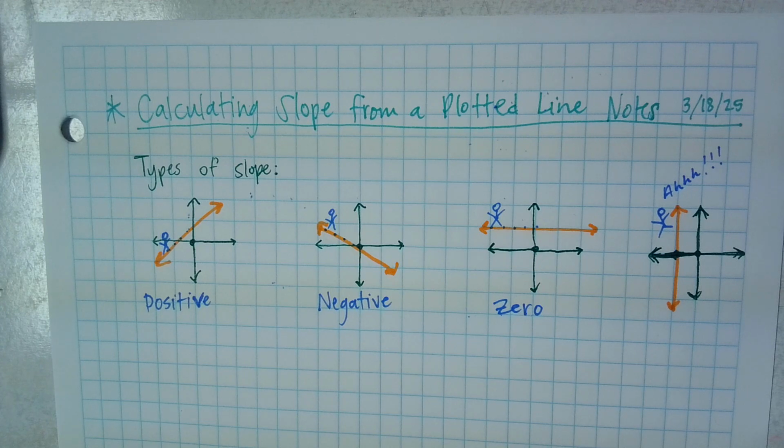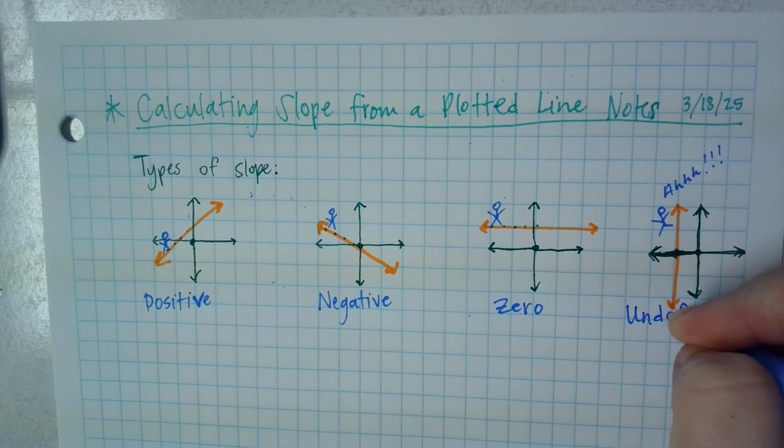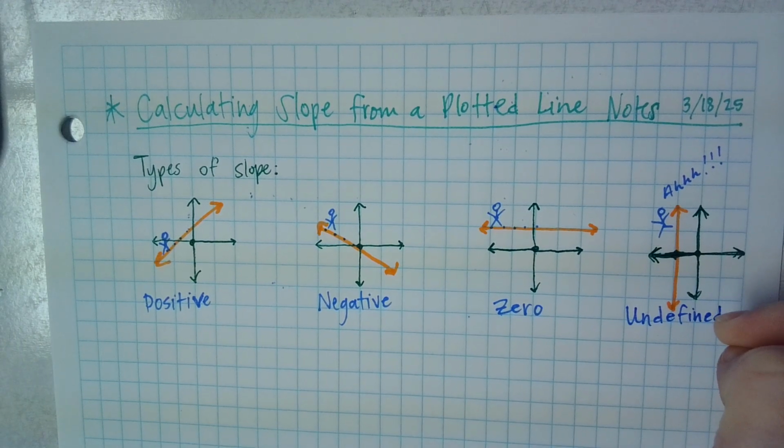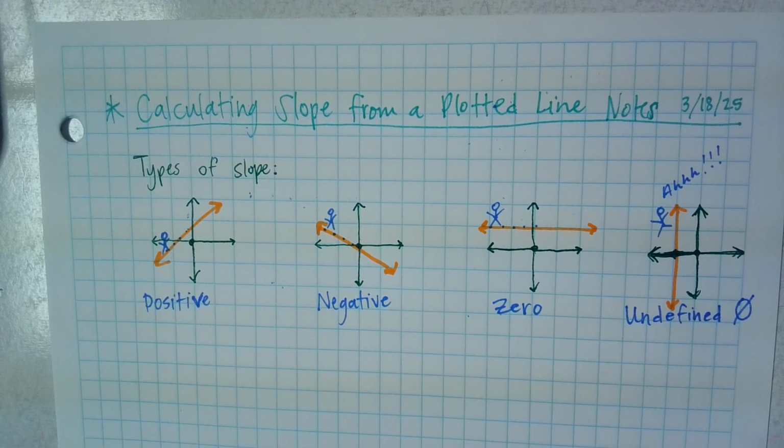Okay? So if it's impossible, we use the word undefined to describe this. And you also might see this symbol. It's a 0 with a line through it. That means undefined. Impossible. Like on a fraction or something? Like trying to divide by 0 is impossible. Undefined. And you'll get an error in your calculator.